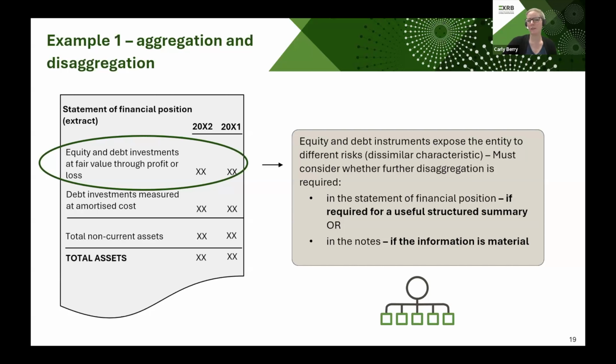And of course, there may be other dissimilar characteristics that you would need to consider as well. So it may be that several iterations of disaggregation would have to happen. So you may decide that a particular level of aggregation is sufficient, but then you may do a bit more digging in your line items and discover that actually there may be some dissimilar characteristics there that you really need to tell your users about and make sure that that's disclosed in your notes.